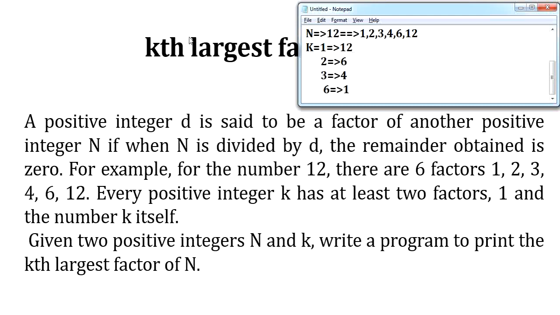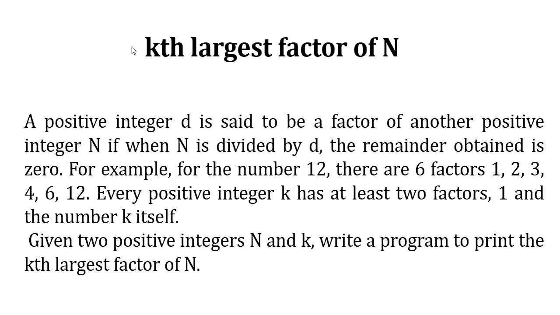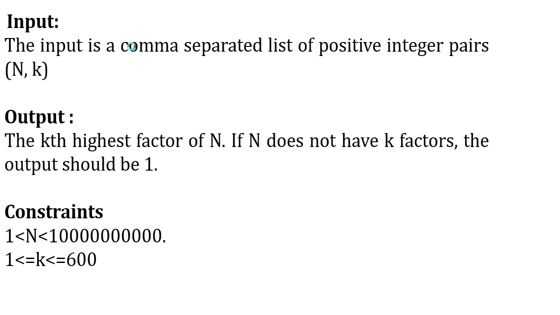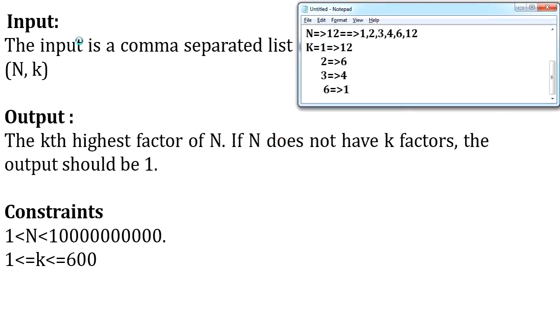Now we will move on further. Here they are given your input and output statement. Input is a comma separated list of positive integer pairs n comma k. So how are you going to accept your n value and k value? It should be comma separated. For example, if your n value is 12 and, for example, I am supposed to find the first largest number, this could be your input format.